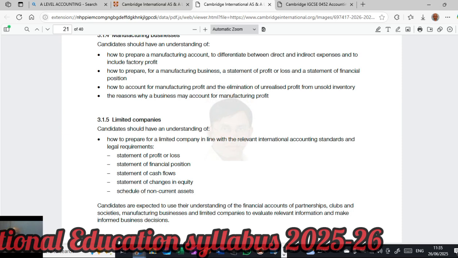Candidates are expected to use their understanding of financial accounts of partnerships, clubs and societies, manufacturing businesses, and limited companies to evaluate relevant information and make informed business decisions. So you will be asked to prepare the financial statements of limited companies and also of manufacturing businesses. So in A levels, you should have comprehensive knowledge, concepts, and comprehensive skills.